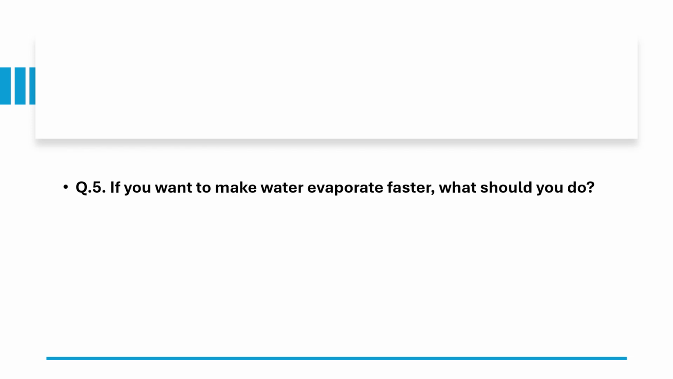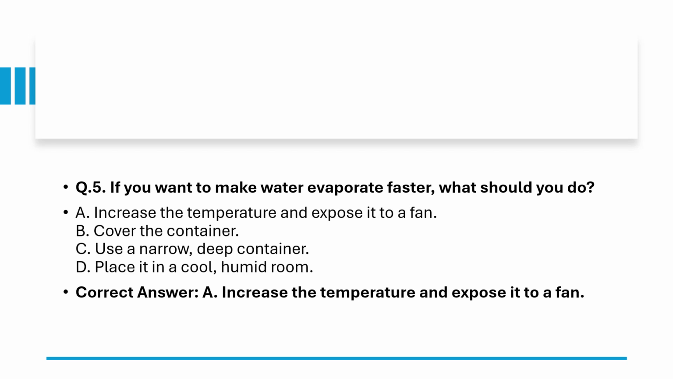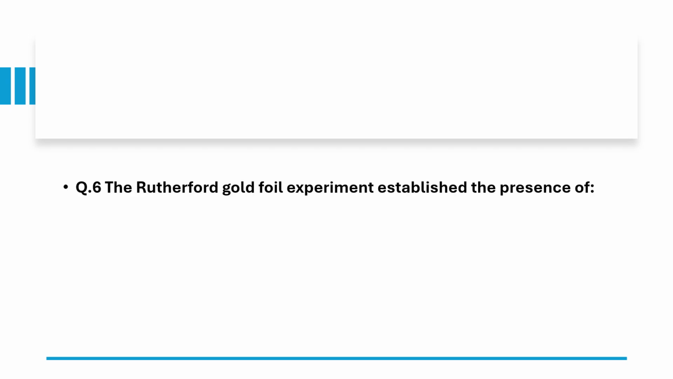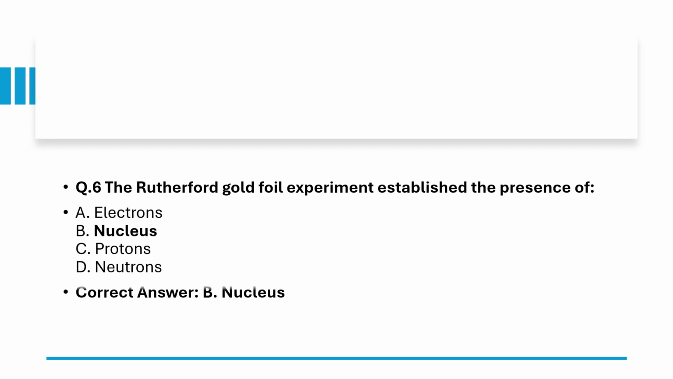If you want to make water evaporate faster, what should you do? Option A, increase the temperature and expose it to a fan. The Rutherford gold foil experiment established the presence of option B, nucleus.